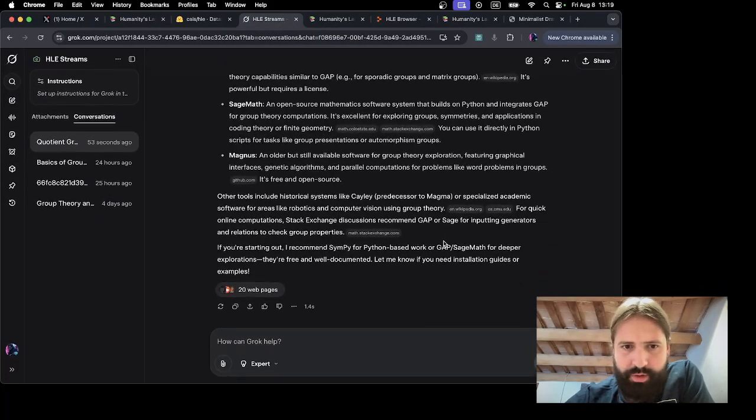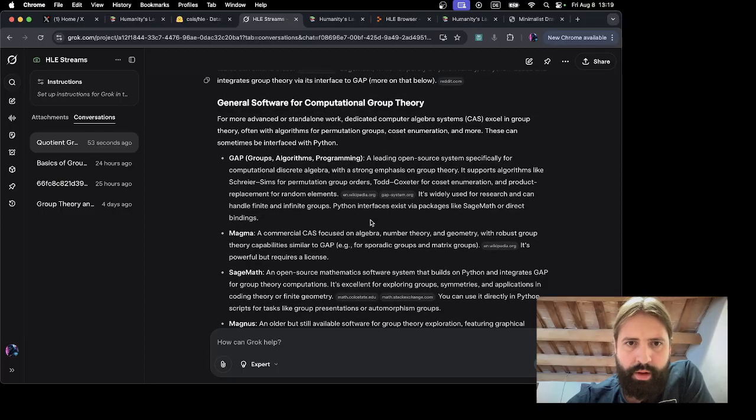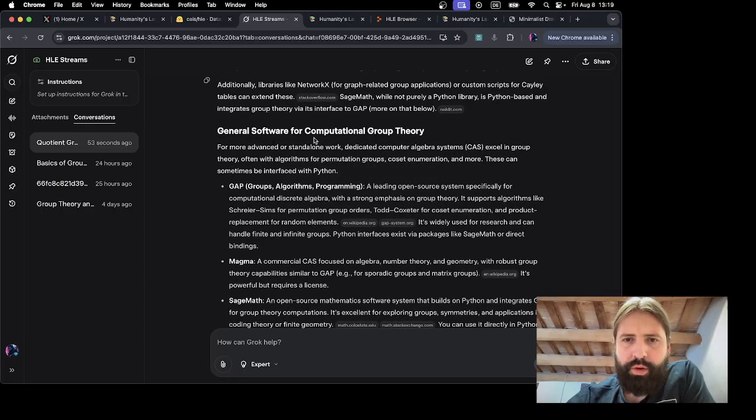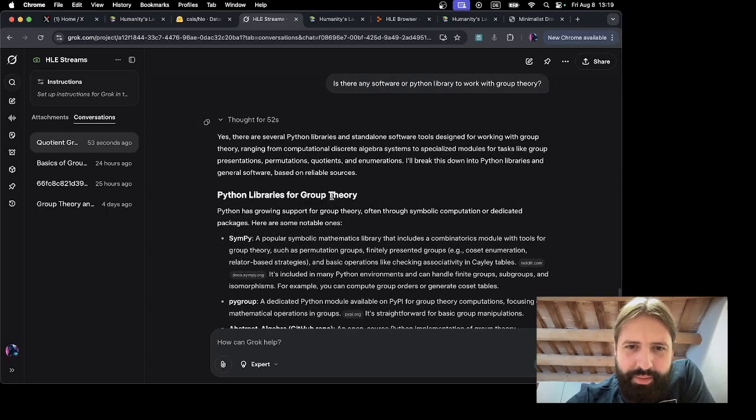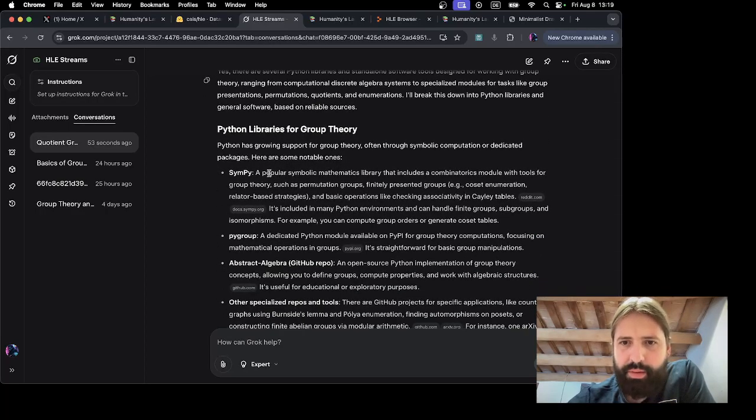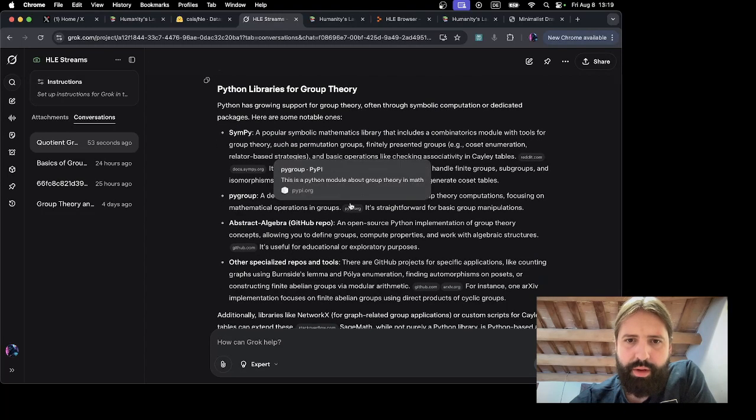I just wanted, let me just put in here, general software for computational group theory. For more advanced and standalone work, dedicated computer algebra systems excel. First I thought there would be, no, okay, wait. Python library SymPy, a popular symbolic mathematics library with a combinatorics module with tools for group theory such as permutation groups, finite permutation groups. Okay, PyGroup, an integrated Python module.